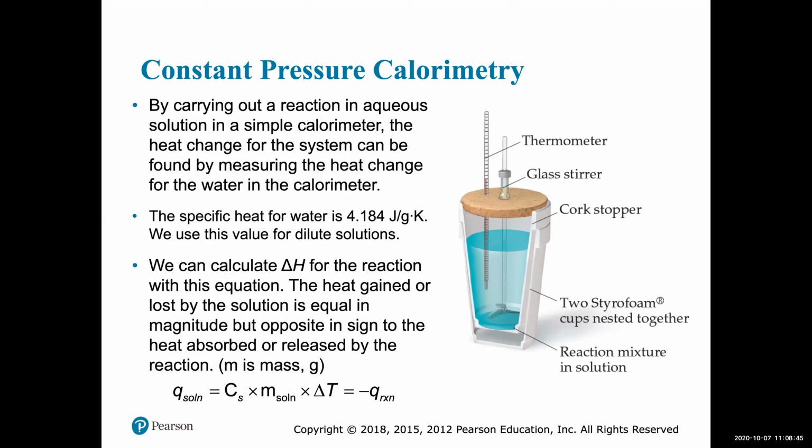So in this case, you have an aqueous solution. You're going to do some type of reaction in there. It's usually a dilute solution. Because it's a dilute solution, we can just use the specific heat for water, which is known to be 4.184 joules per gram Kelvin. Because it's a really dilute solution, we can use that value in our equation as the C_s term, and then have mass and temperature change. And from that, we can calculate the heat flow for that reaction.